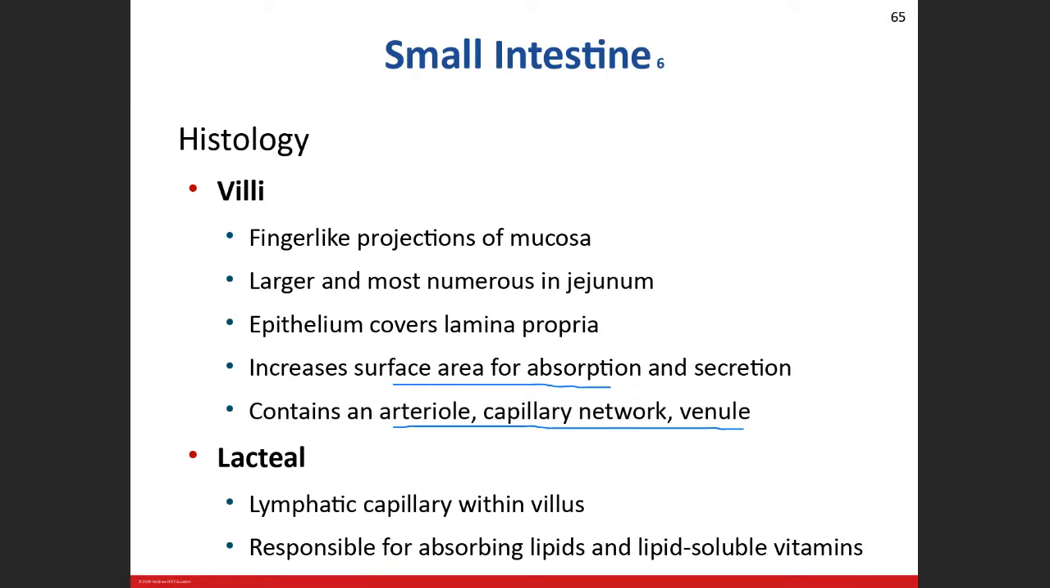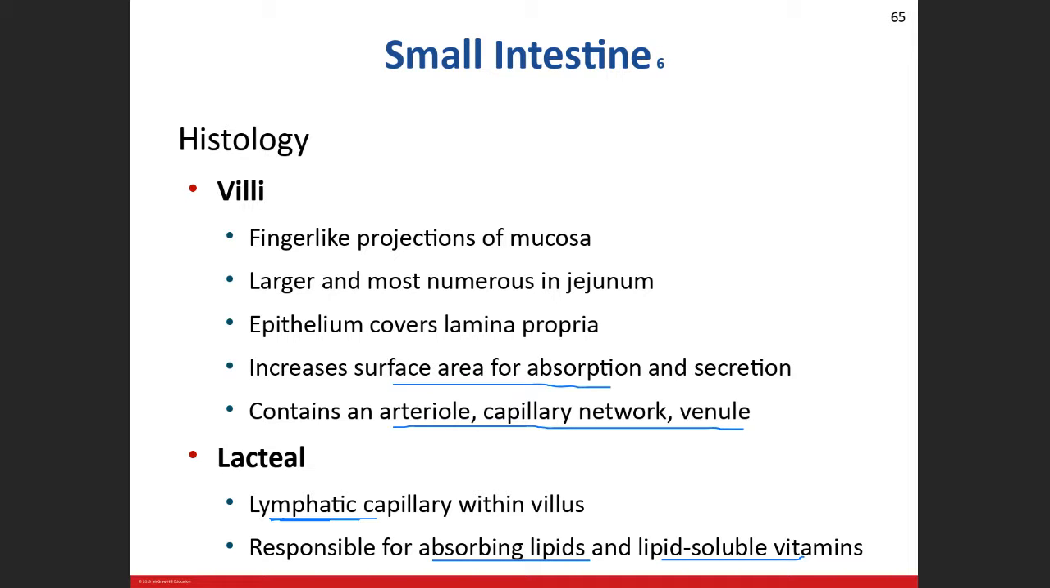Ideally, this is where we start to digest these materials. We want those materials to enter into the cells and then diffuse into our bloodstream. At the same time, we'll also see our lymphatic presence here, because we have what we call the lacteals. These are the lymphatic capillaries that are also in the villi, and their job is the absorption of lipids and our lipid-soluble vitamins into our bloodstream.